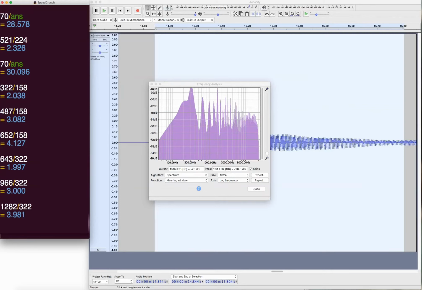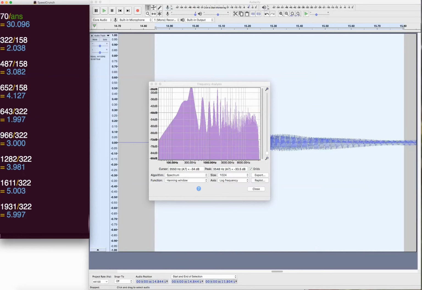Let's take a look at what we guess might be the fifth harmonic. This one here is 1611. So 1611 divided by 322. Wow, it's 5.003. Let me take a look at the next one. 1931. 1931 divided by 322, 5.997. And so on and so on. We can keep doing this, right?